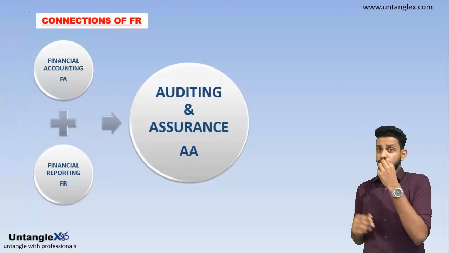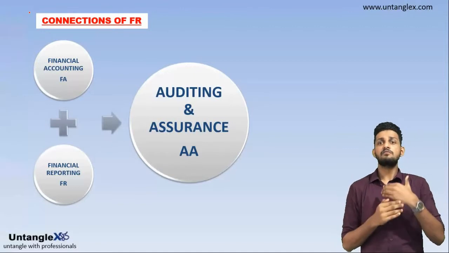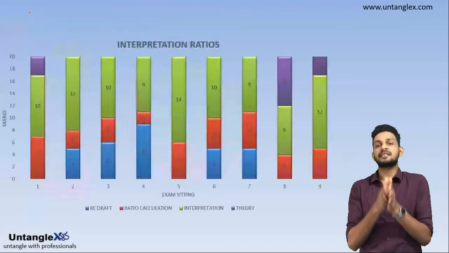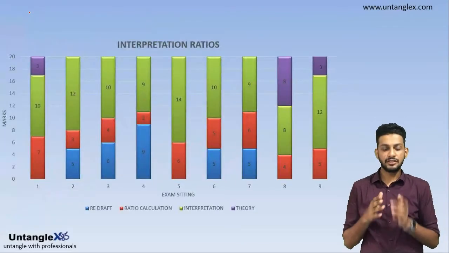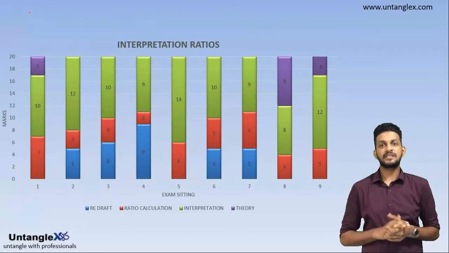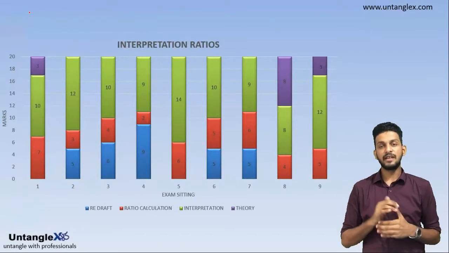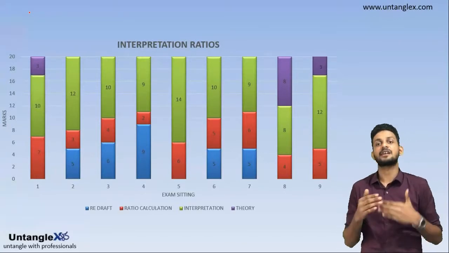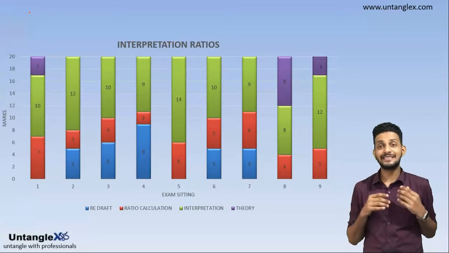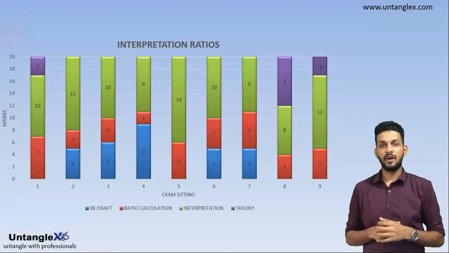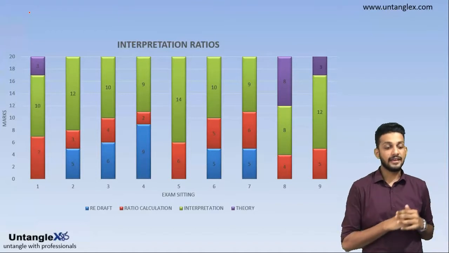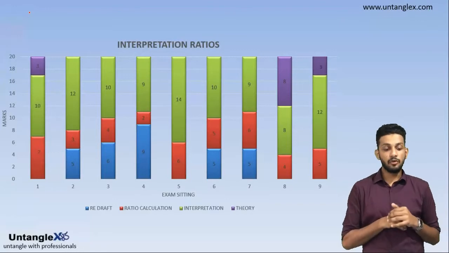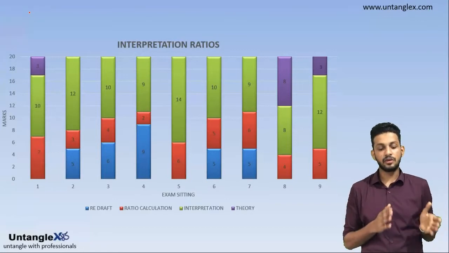We are introducing some more exam tools to analyze the exam marks asked in past examinations. As you can see, these are the questions asked on the interpretation of ratios. The red color is for interpretation. You can see 10 marks, 12 marks, 10 marks are asked for interpretation. Yellow denotes theory, the content of the theory you can be asked. Green is for redrafting questions, and blue is for ratio calculation.